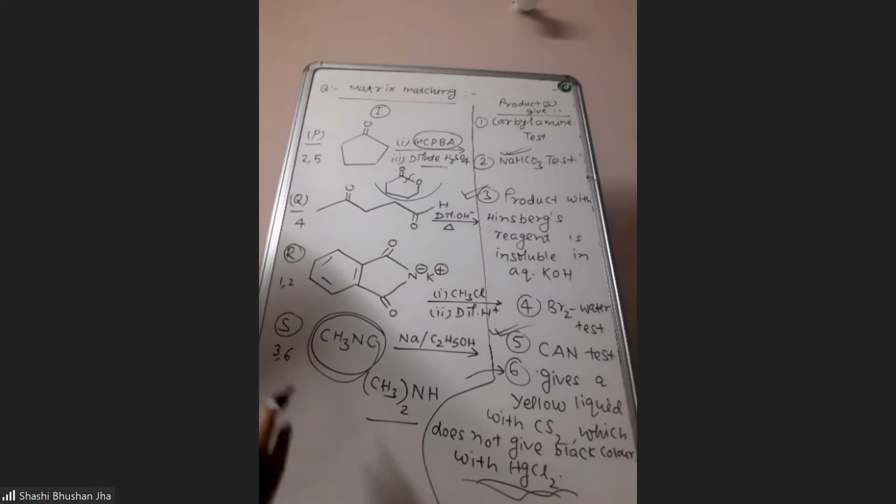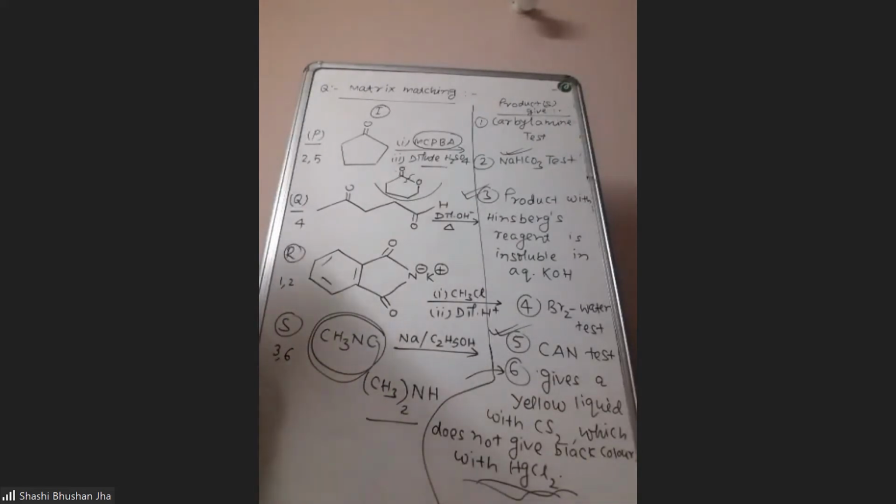Primary amines react with Hinsberg's reagent and the product formed dissolves in potassium hydroxide solution. Secondary amine also reacts with Hinsberg's reagent, but the product formed does not dissolve in potassium hydroxide solution, because in that product we will not have any acidic hydrogen. And tertiary amine does not give any reaction with Hinsberg's reagent. Any other? Which reaction is this, R? Gabriel phthalimide synthesis.